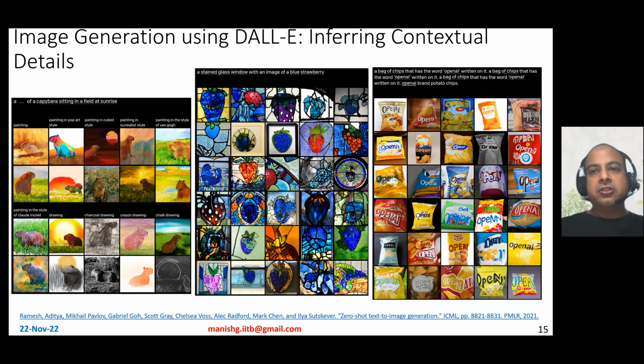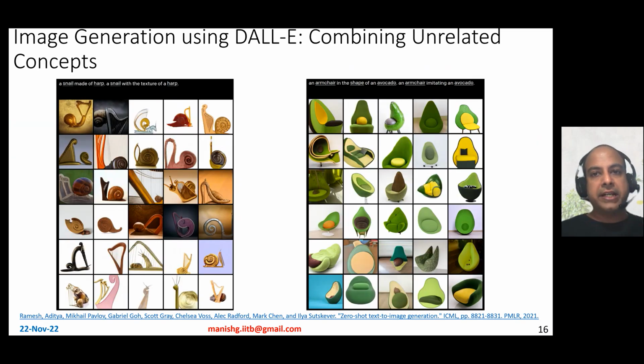Right. DALL-E also does very nicely in terms of inferring contextual details. For example, you could basically ask it to generate something in a painting style or drawing style or chalk drawing, crayon drawing, charcoal drawing, and so on. You could also ask it to come up with something in a stained glass window style, or show something on cans, or write something on, let's say, neon signs, or write something on a bag of chips, and so on. And DALL-E very nicely tries to stretch the writing according to the shape of the background, right? Context essentially.